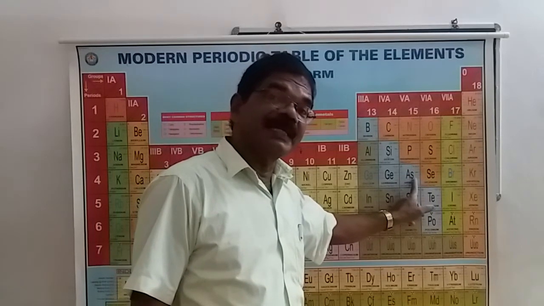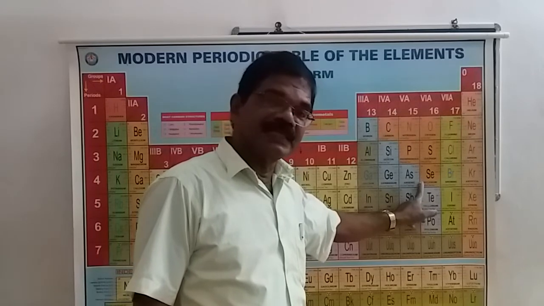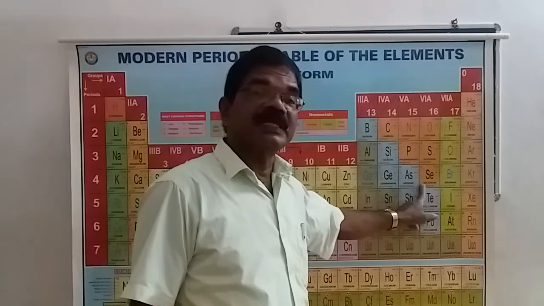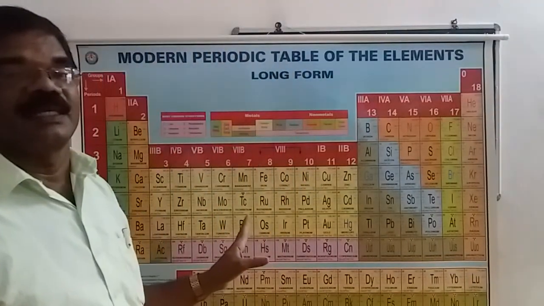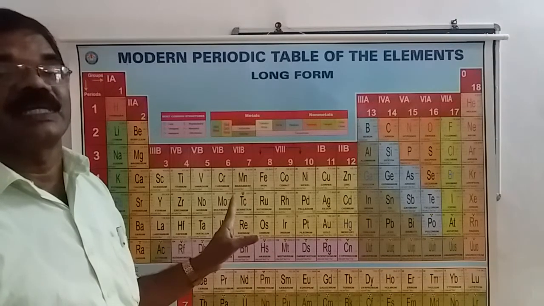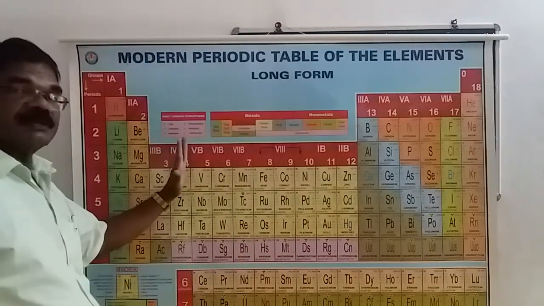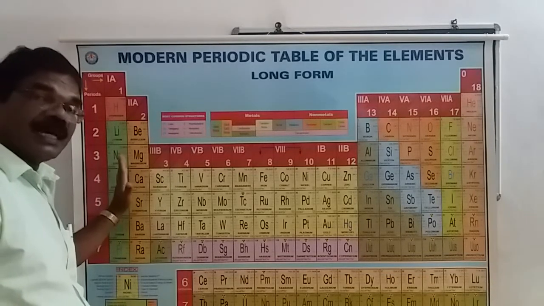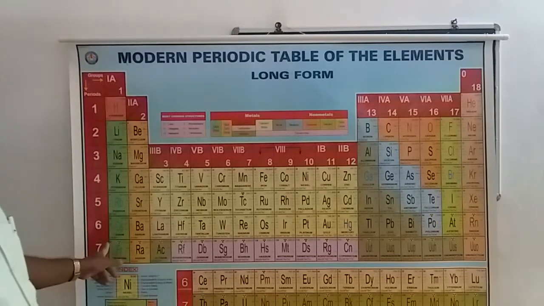Then we can take the conclusion that in a period from left to right, metallic character decreases. Why? Size decreases, therefore the tendency to lose electrons is very less. So where can we see the more reactive metals? More reactive metals are on the left side. On the left side, top or bottom?